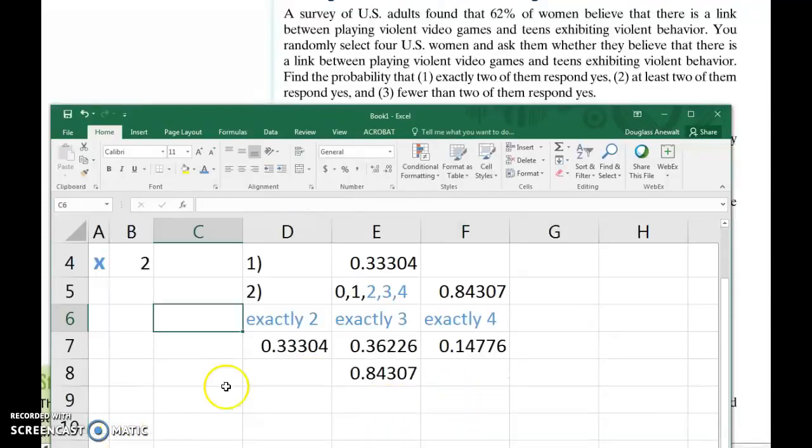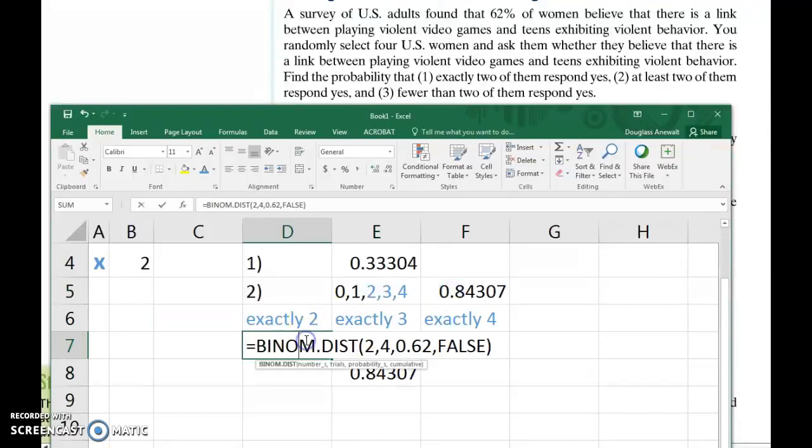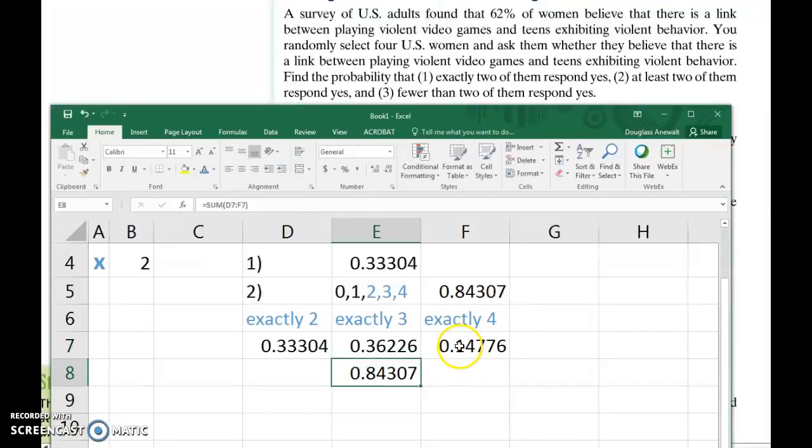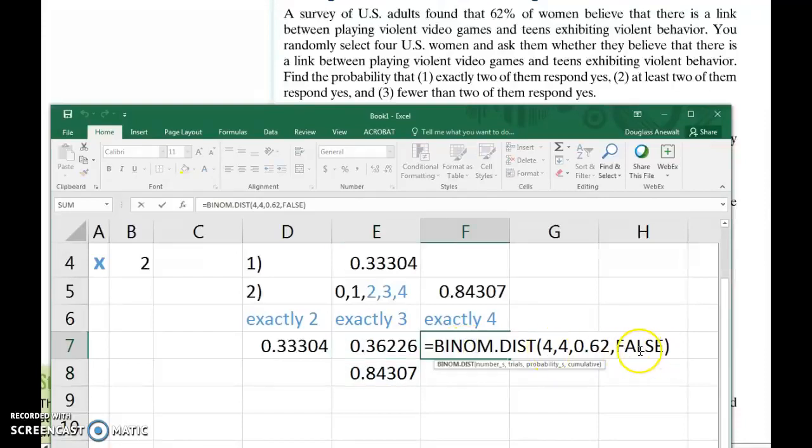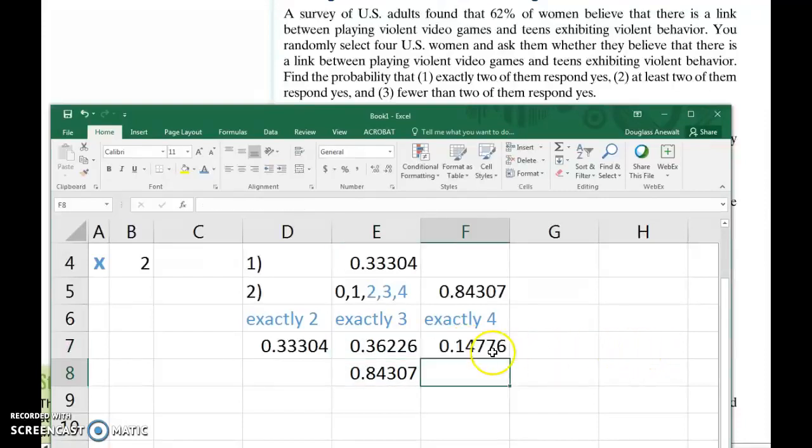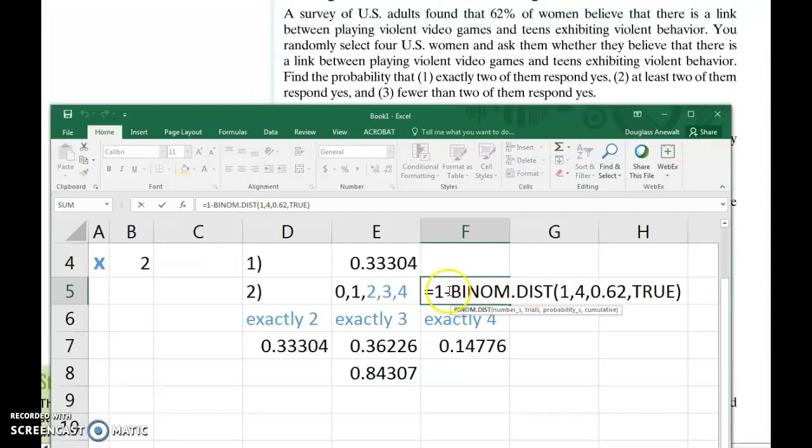And the other longer method would be to actually take the probability of exactly 2, exactly 3, and exactly 4 and add those together. You're going to get the same result. So exactly 2 with the 2 in the formula, exactly 3 with the 3 in the formula, and exactly 4 using false each time since it's exact. And then if you just add those together, you get the same exact result as when you use the shortcut method by doing 1 minus.